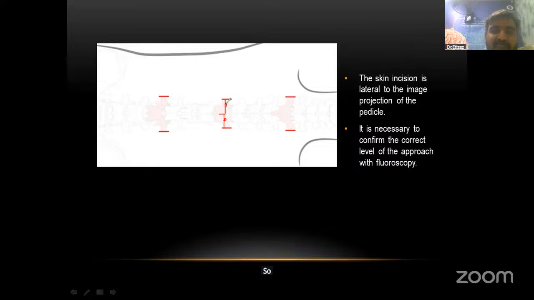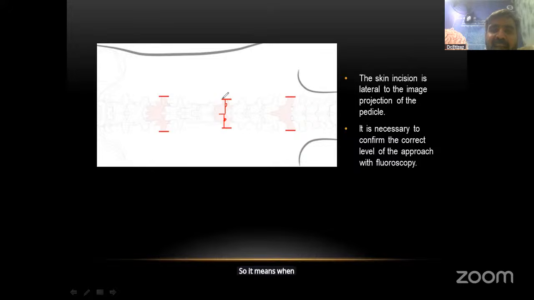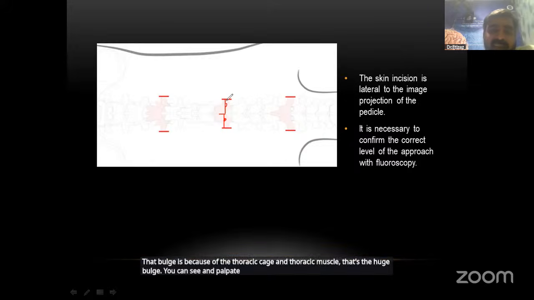So this depression, when you feel laterally after the mid elevation, lateral to this one, is the paraspinal muscles. When this depression ends, there is again a bulge bilaterally. That bulge is because of the thoracic cage and thoracic muscle. That's the huge bulge. You can see and palpate it on your back as well.